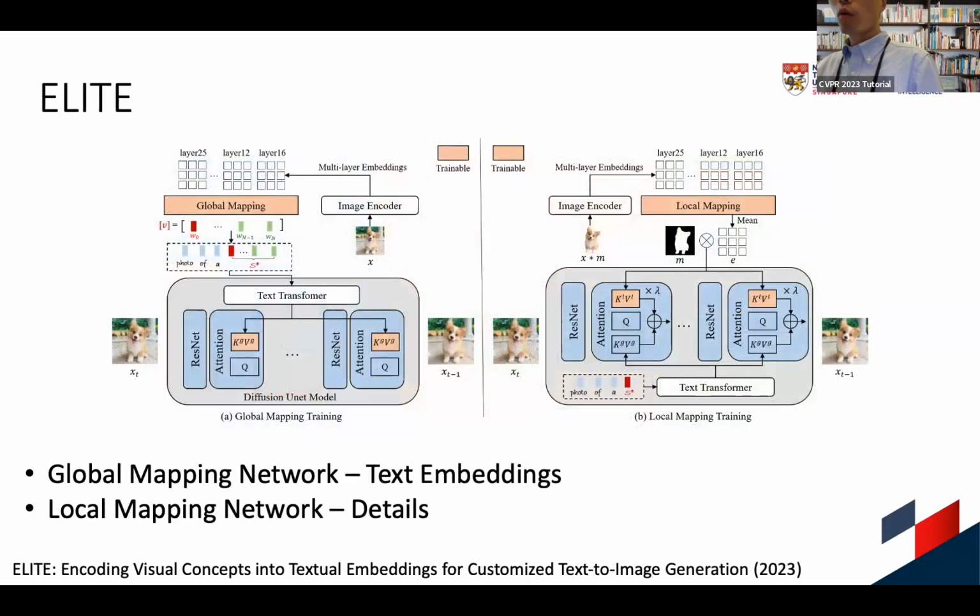Another work is called ELITE. I think ELITE improves upon the first work, right? Instead of using just one single encoder, it uses two networks. The first is called a global mapping network, which tries to find the coarse semantic meanings. The other is a local mapping network, which tries to find the details. So it uses two encoders to capture the meanings of images, to convert images to prompts.